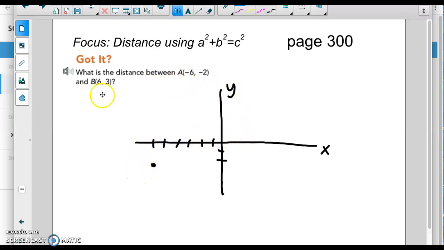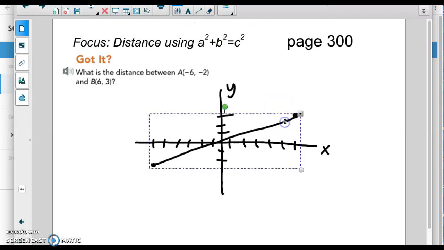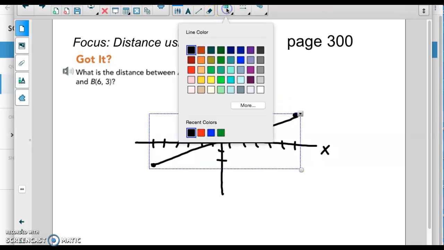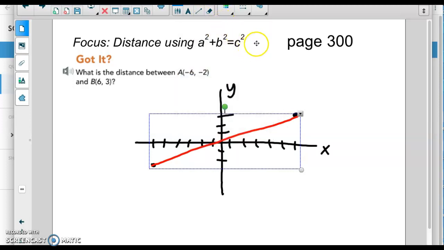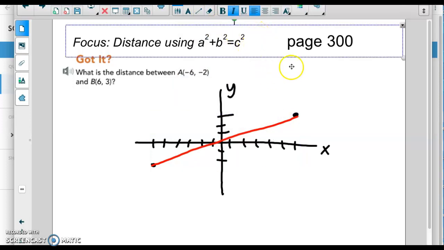And then I'm going to make my B point at 6, 3. So I'm going to go over 6. 1, 2, 3, 4, 5, 6. And then I'm going to go up 3. 1, 2, 3. And I'm just estimating, right? So I have these 2 points. And when I connect them, maybe I should change the color of that. When I connect them, I make what is going to be the hypotenuse of my right triangle. So how do I find out what the leg lengths are?